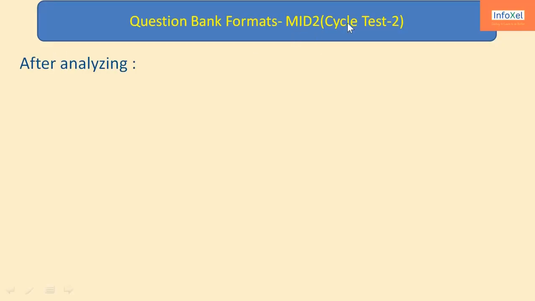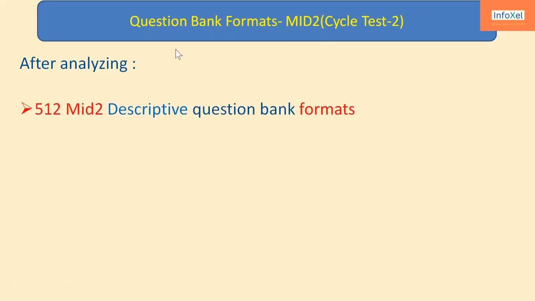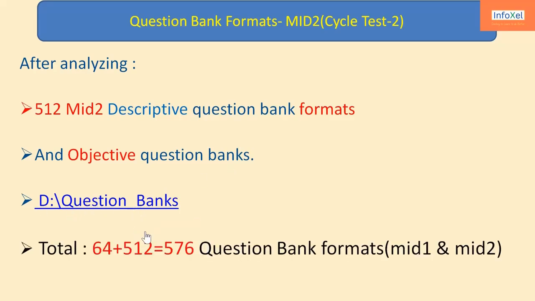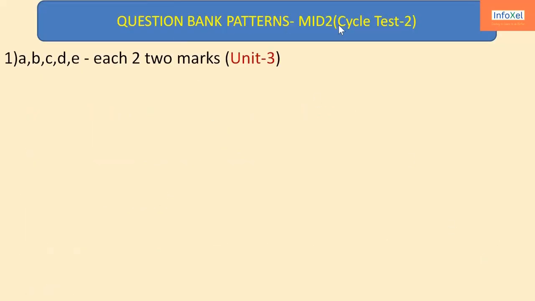So, mid-2 question bank formats. After analyzing them, we found 512 mid-2 descriptive question bank formats and one objective question bank format. In the D drive we can find the question banks. In total there are 64 plus 512, which is 576 question bank formats for both mid-1 and mid-2. Now we will see how we got 512.